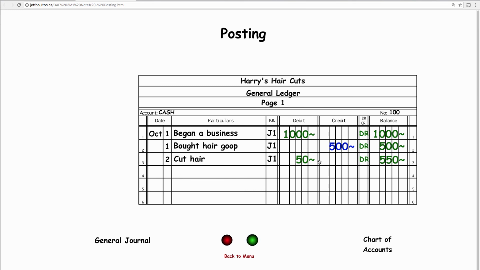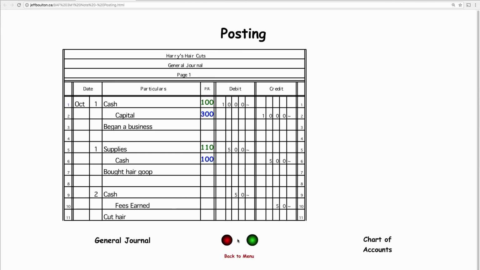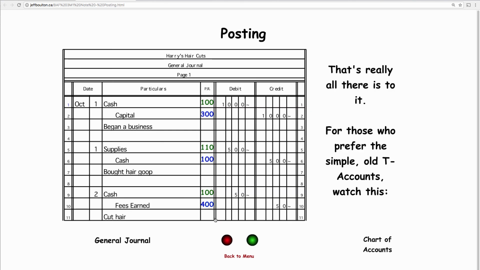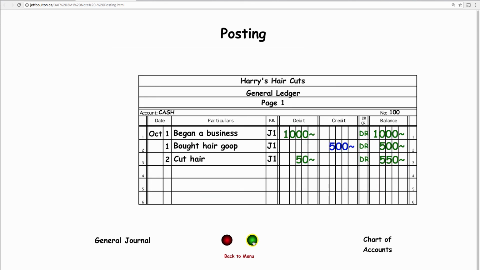Last couple. Cut hair, earned $50 revenue, came from page 1 of the journal. Debit, we're now up to $550 as our running balance. Then we go to fees earned. We'll go to the fees earned account after we have put our number in. Go to the fees earned account. October 2nd, credit $50 of revenue. Credit balance 50, boom, back. Put in our account number of 400, and we're done. Okay, that's all there is to it.